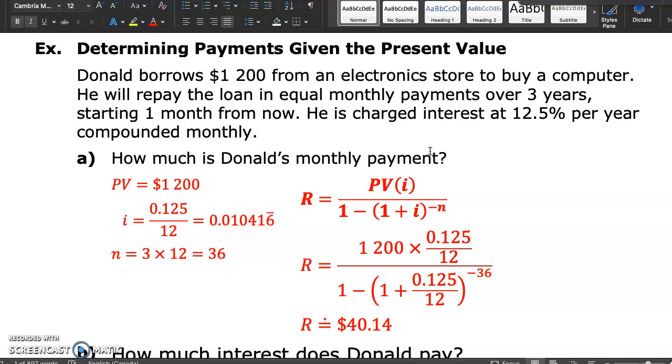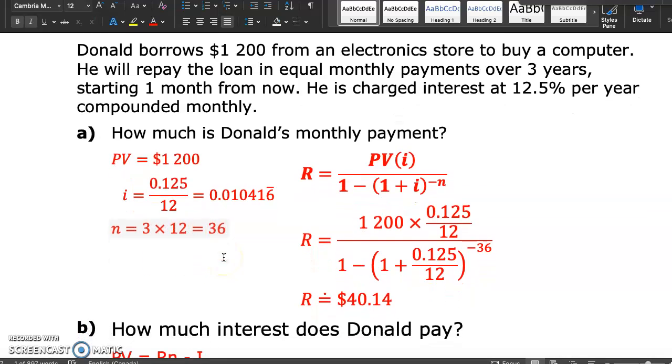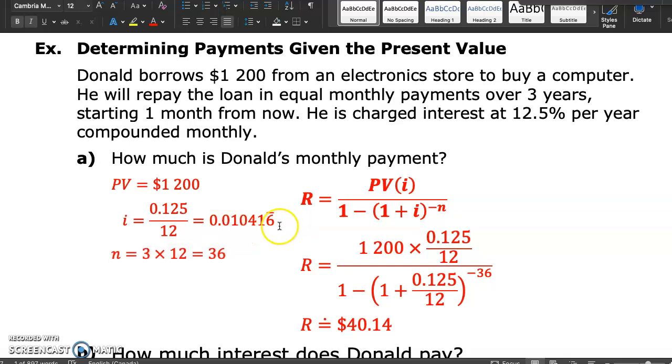We're going to use the GUESS method. Let's look at the given information. We have our present value at $1,200. Our interest rate is 12.5% per year, compounded monthly, so we divide by 12 to get the interest rate at the compounding period. And n is the total number of compounding periods, so for 3 years monthly, it is 3 times 12, which is 36. So we substitute into this equation.